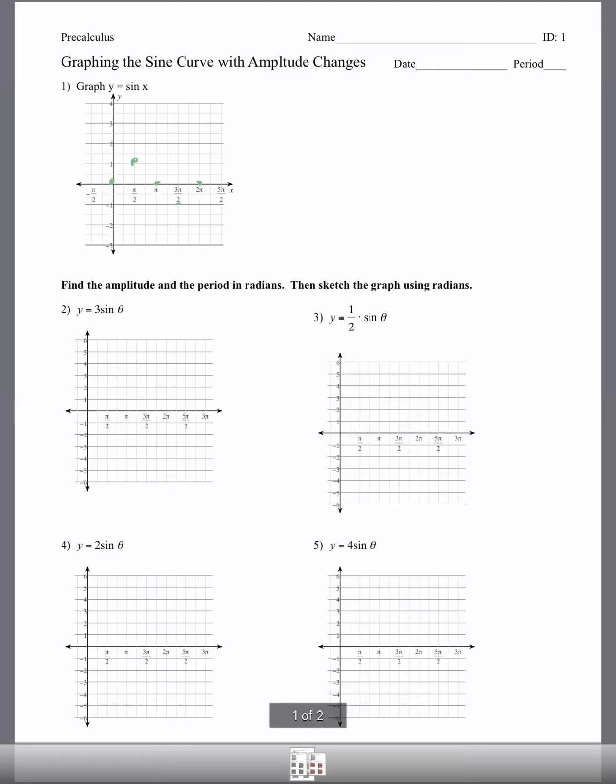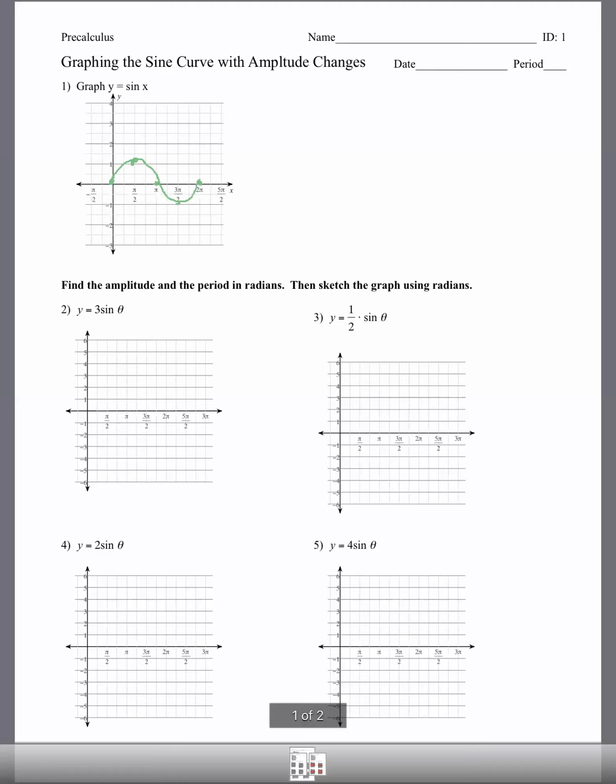So if you just take a look at what the sine of pi over 2 is, what's the sine of pi, sine of 3 pi over 2, sine of 2 pi, you're going to get all of these values like you see here. So when we connect these dots with a nice smooth curve.